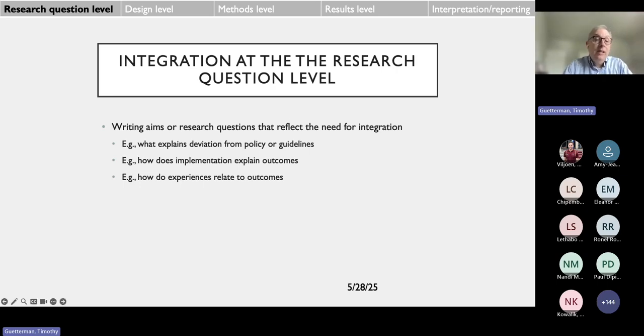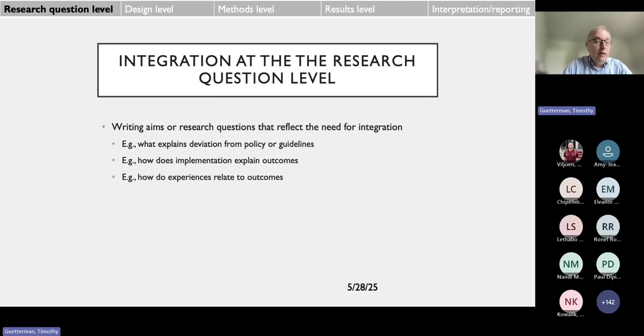So first is integration at the level of the research question itself. This means that we're writing aim statements or purpose statements or objectives or research questions that really reflect the need for integration. And these are just some very high level examples of what that could mean. So maybe it's what explains deviation from policy or guidelines. That might be the core of an integrative mixed methods research question. Or maybe it's how does implementation explain outcomes, or how does process explain outcomes?